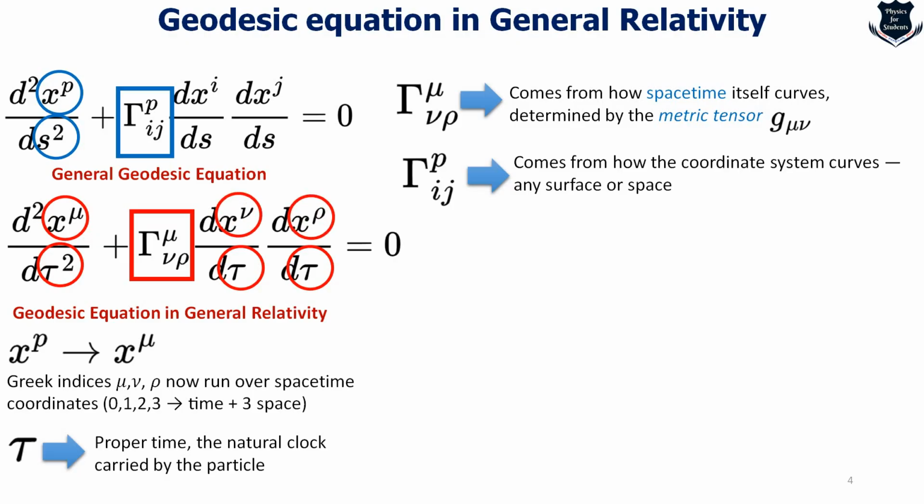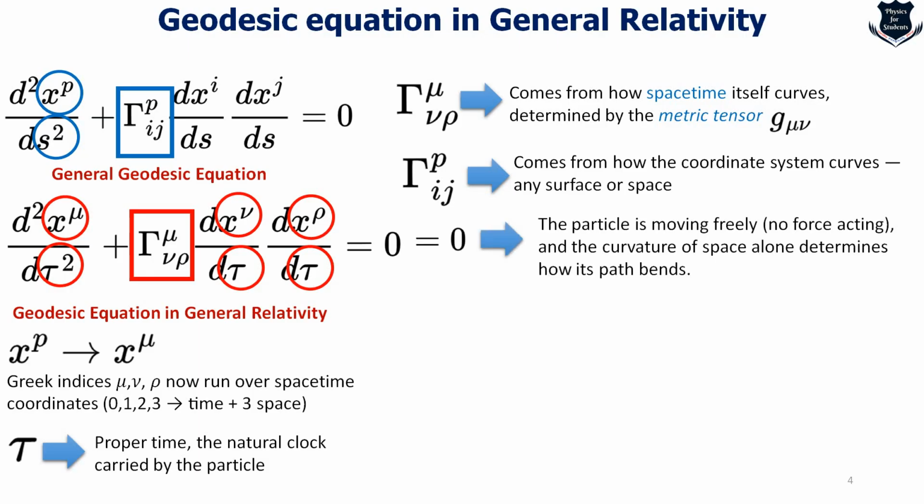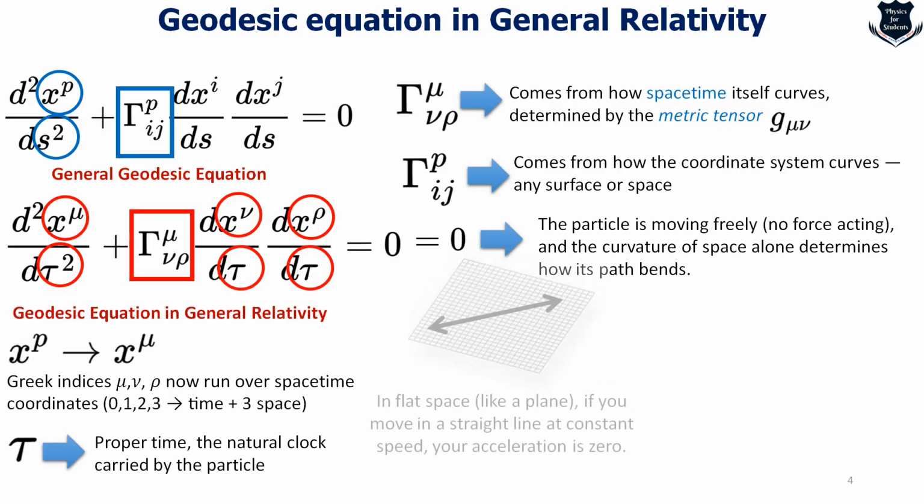Then we have got the dx^nu, dx^rho, etc., which I will come to, which is the differential part of the coordinates. Now, most importantly, why do we set the equation to 0? I will explain it, but just an overview. It means that the particle is not being carried by any force. That means there is no external force acting. It is just following the natural path.